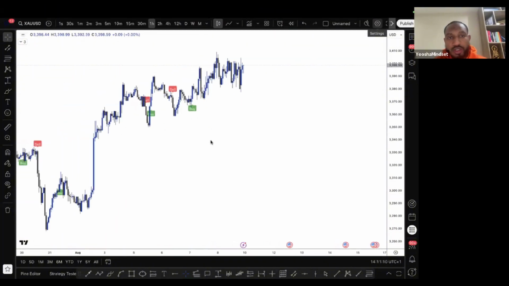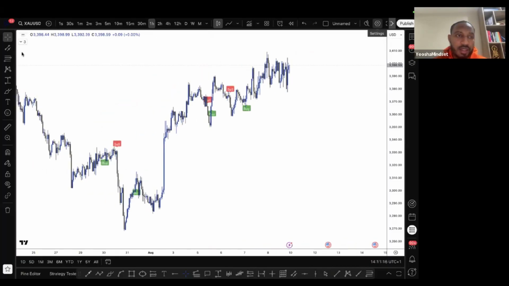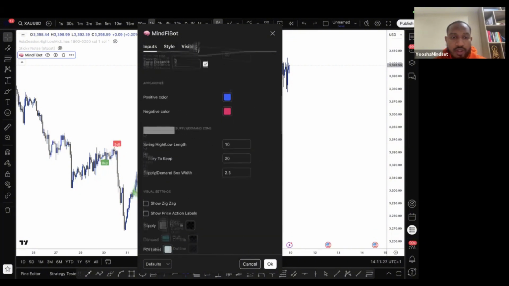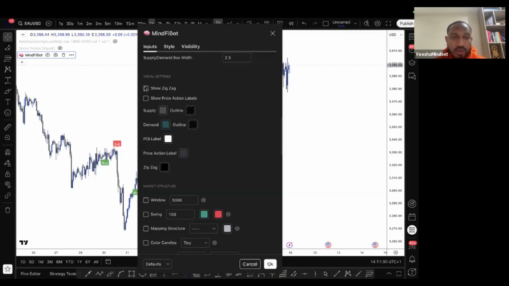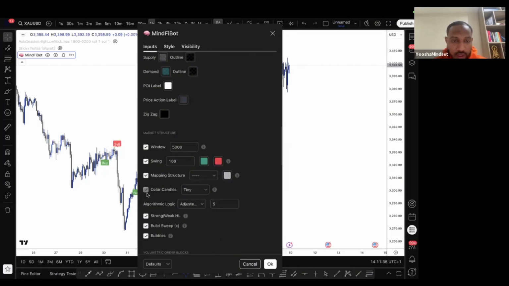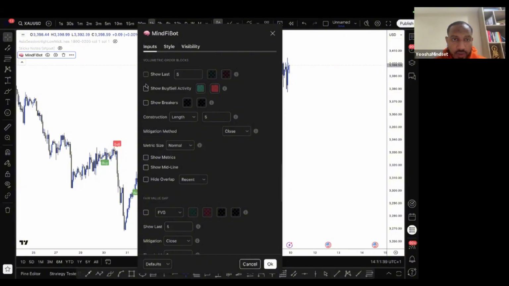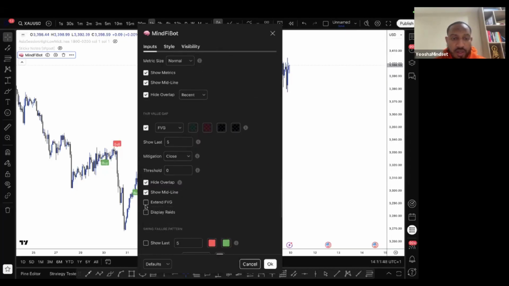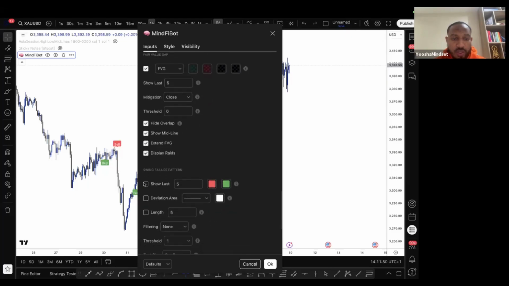So first, when you have your MindFiBot, it might not be as clean as my chart. If you want to get the settings of how my chart is, you can see I untick many things. If I tick them, everything is just going to come back and it will look messy. If I decide to click everything, you can see all of this. I untick it so that it will just be showing you buy and sell. I don't want it on my chart, so my chart won't look messy.